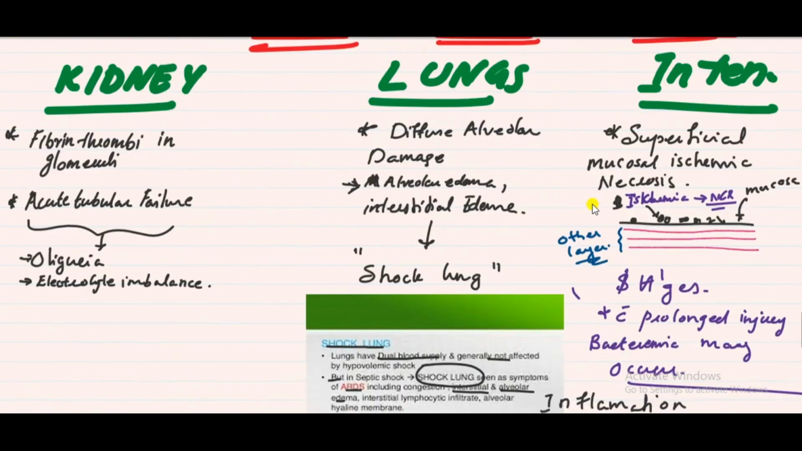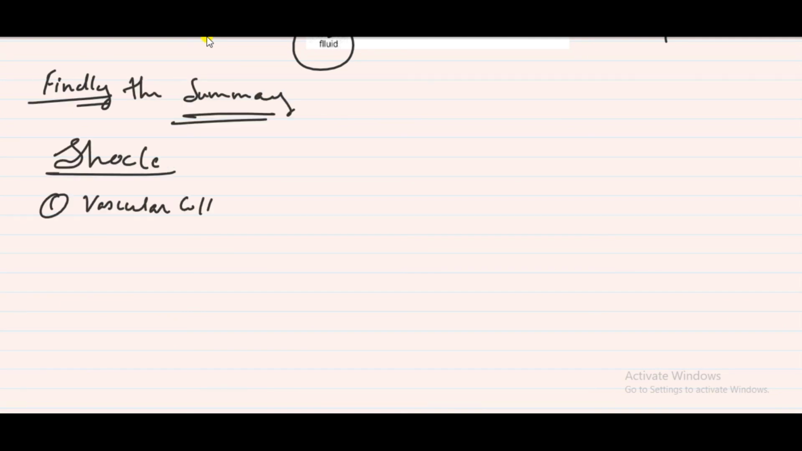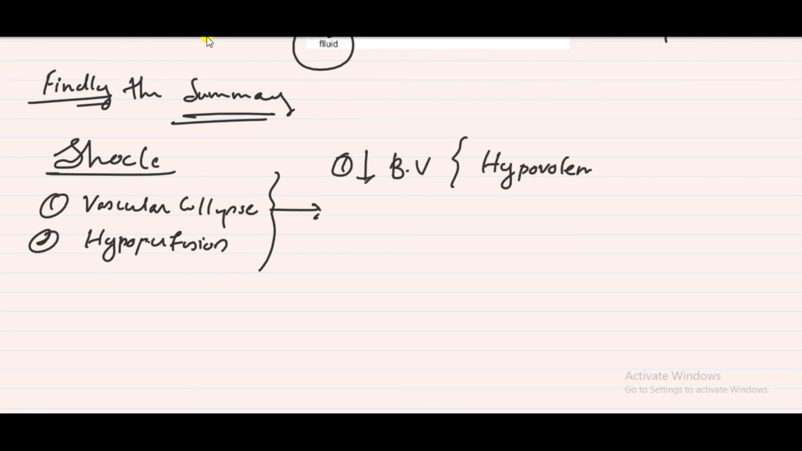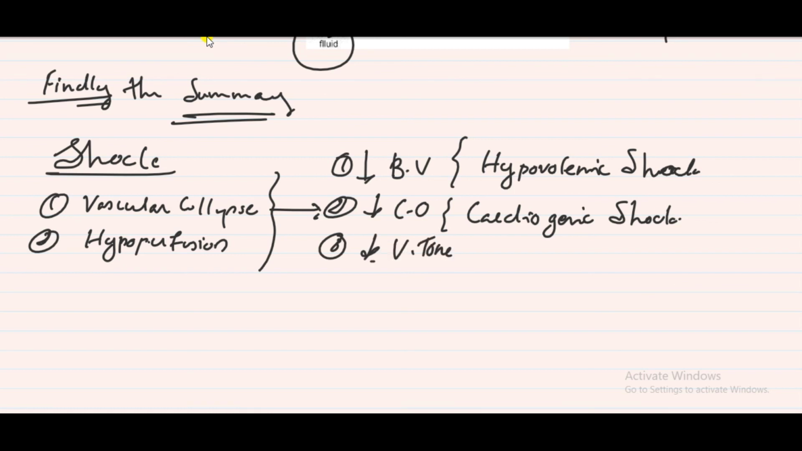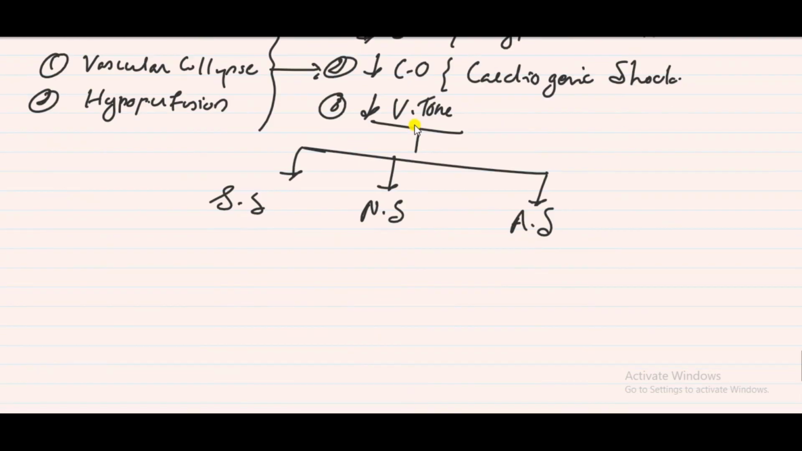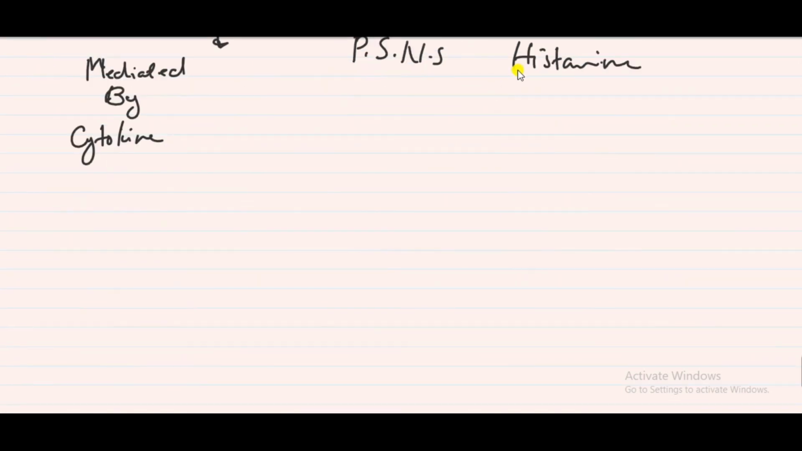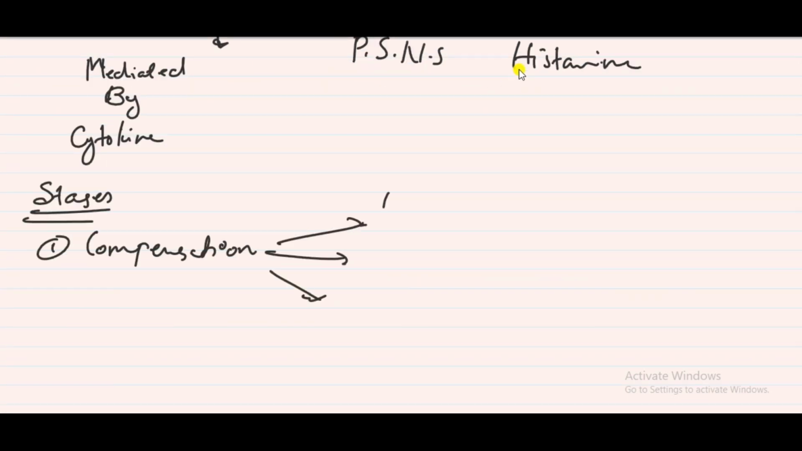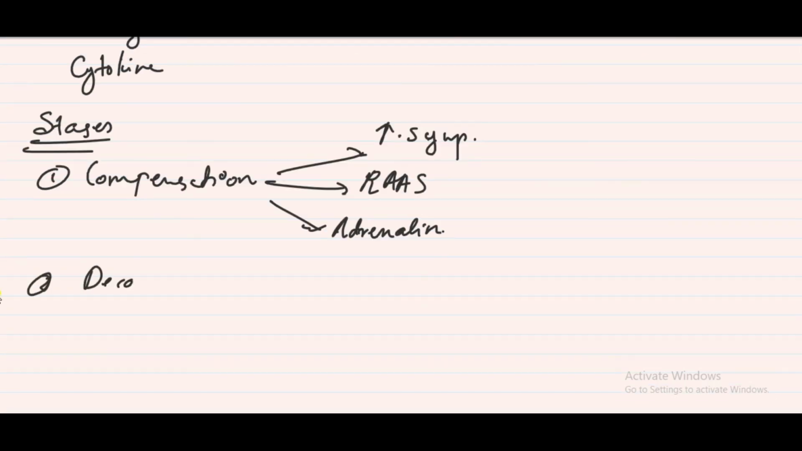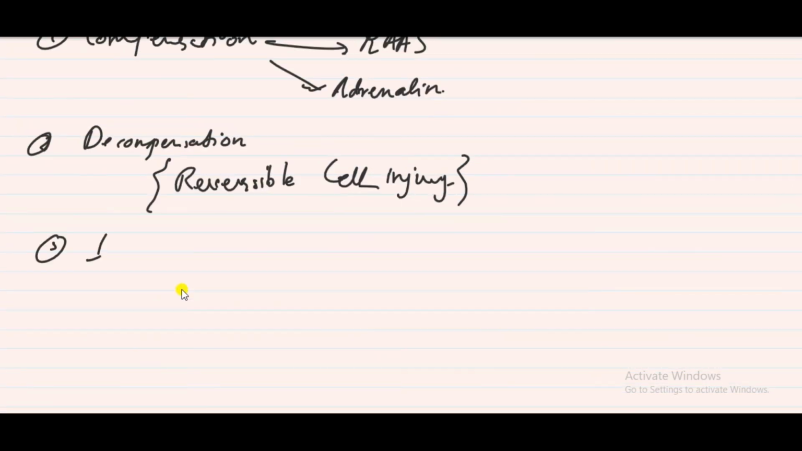So finally we can conclude the summary. Shock is due to vascular collapse and hypoperfusion. It is due to decrease in blood volume in hypovolemic shock, decreasing cardiac output in cardiogenic shock, and decreasing vascular tone, which we can see in septic shock, neurogenic shock, and anaphylactic shock. The stages of these are compensation, decompensation, and the irreversible cell injury.